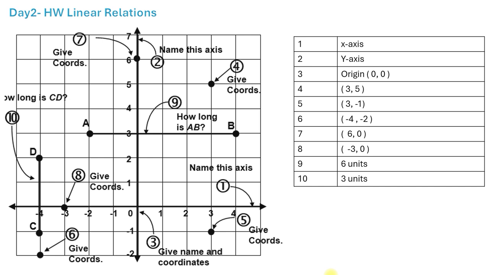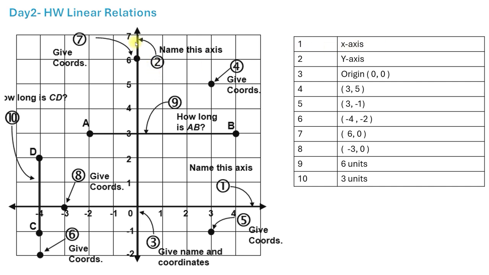Alright, the homework solutions for day 2.1, linear relations. Let's see if we can make some sense of this chaotic diagram here. Over here we've got a bunch of elements of linear relations, and we're going to just match up the numbers with the correct values. So here we have number 1, which is pointing to the x-axis, the horizontal line on the Cartesian plane here. So we go ahead and put the x-axis up here beside 1.